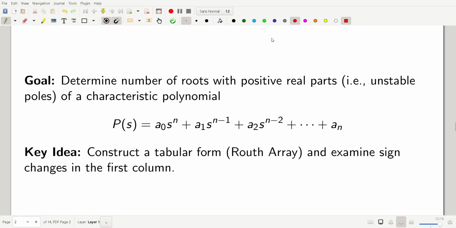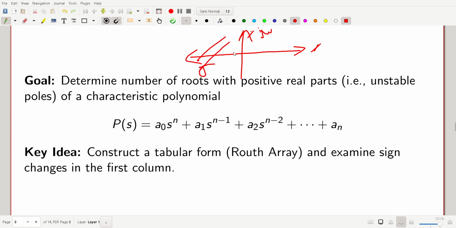My point is that here is your S plane. This is the j omega axis and this is our real axis. This is the left of the S plane, this is the right of the S plane, and this is the j omega axis. So here we can find out the number of roots in the right of the plane, the left of the plane, or on the j omega axis.